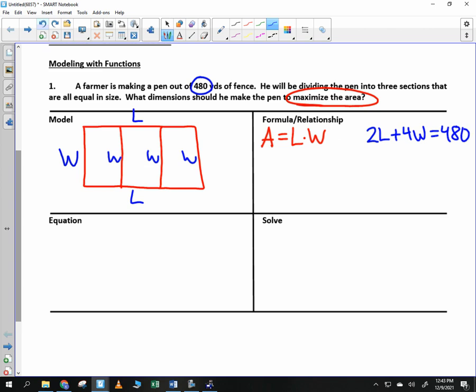So I could solve and have an L equals or W equals, couldn't I? Do you want to come up with an L equals or W equals? You decide. L. So let's subtract the 4W. I get 2L is equal to 480 minus 4W. Now what? Divide by 2. So I get L is equal to 240 minus 2W.